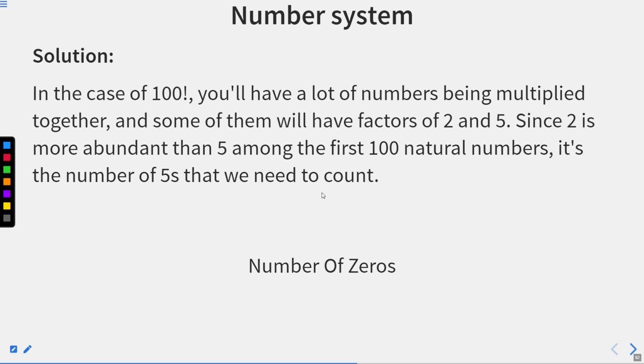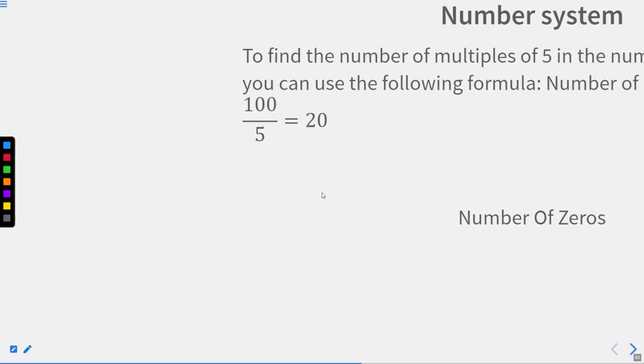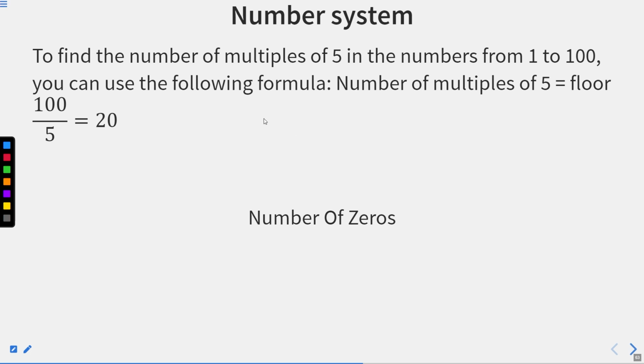Because in the last question also, I did not count 2s first. I counted the number of 5s first, because after counting 5s, I tried to find out the 2s. So here we are also going to identify how many 5s there are. And if the number of 5s is 10, then definitely the number of 2s is going to be at least 10 also. So let's see how many 5s there are.